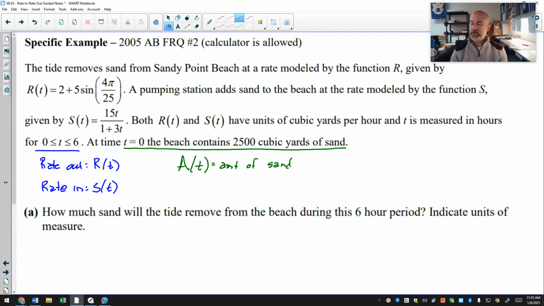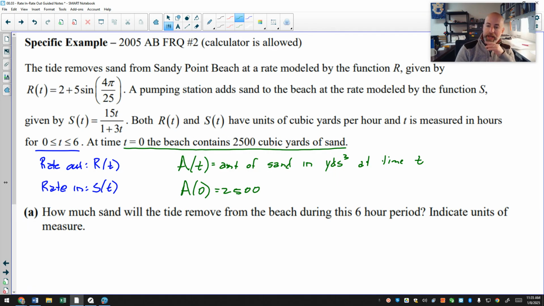I like to define my function. If you're going to create a function for a problem, you need to thoroughly define it. So A of t is the amount of sand in cubic yards at time t. And they are telling us that the amount of sand at time 0 is 2,500. So I have that initial condition. Cool, so I have that. And then I think that's all I need for now.